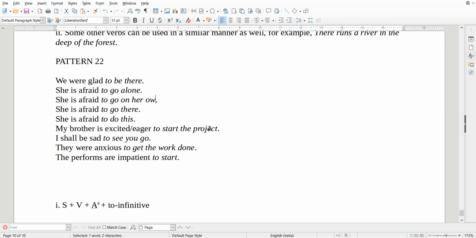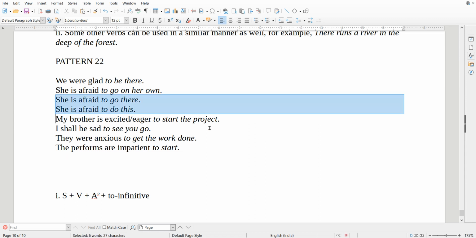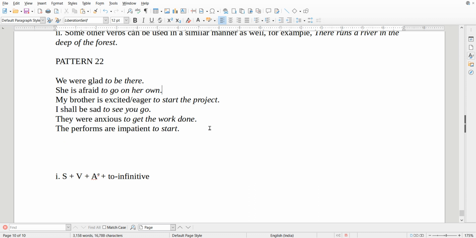That's incorrect. Go on our own. Maybe, yeah. So this can be called stereotypical, so I'll add he. There's a lot of politics governing these things. Anyway, so the performers are impatient to start.